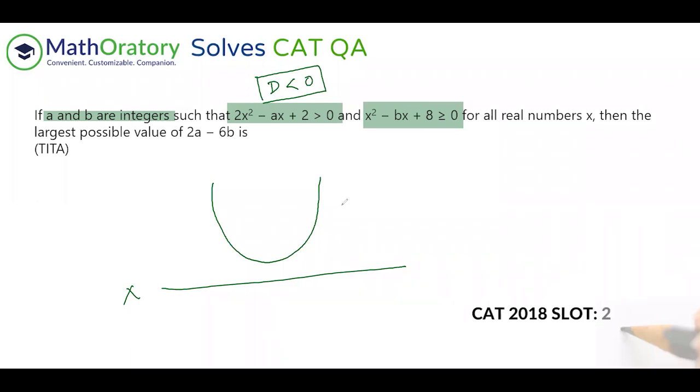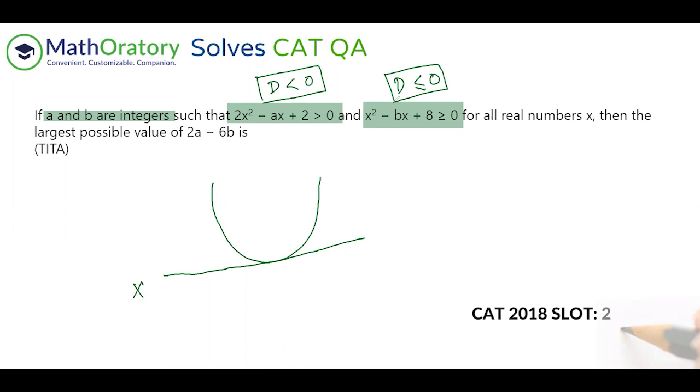The only exception is that the graph will just touch here. This will happen provided the discriminant is less than 0 or equal to 0. It could still be that the graph is completely above, which will satisfy this condition of greater than 0. So this will happen if the discriminant is less than or equal to 0. These are the two conditions we have for all real numbers x.